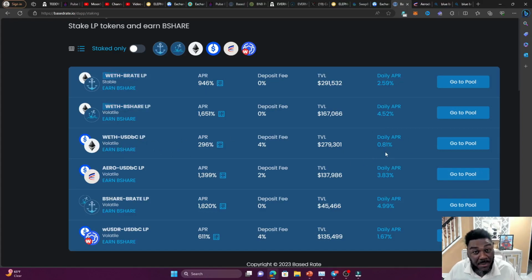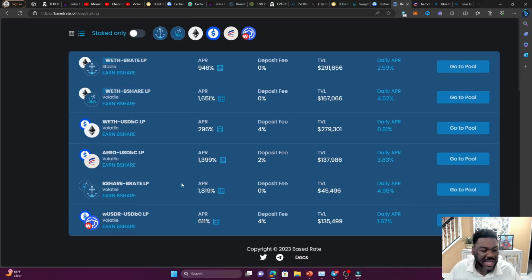And for a stable pool to make that every day, that's a lot of money. Arrow USDC right here, 3.83%. And don't forget the B-Share B-Rate LP pool. This was the pool we were waiting on all this time. We were like, yo, when is the team coming out with that pool? That way we could take our rewards from the boardroom and pair them up with some B-Share and B-Rate, lock it up and make even more B-Share. And we can see that it is at 4.98% right now.